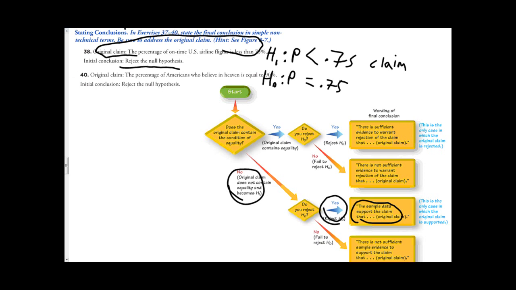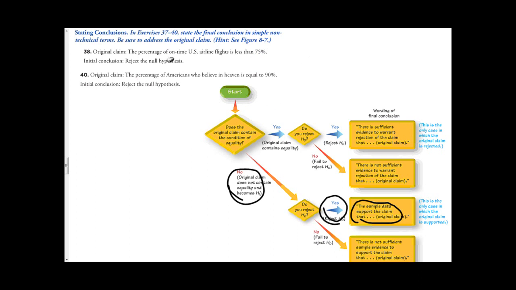So let's do that one more time with number 40 here. Number 40, the original claim is that the percentage of Americans who believe in heaven is equal to 90%. So the original claim is that the proportion is equal to 90%, so 0.9. Now let's see, is that a null hypothesis? Well, yes it is, it contains equality.